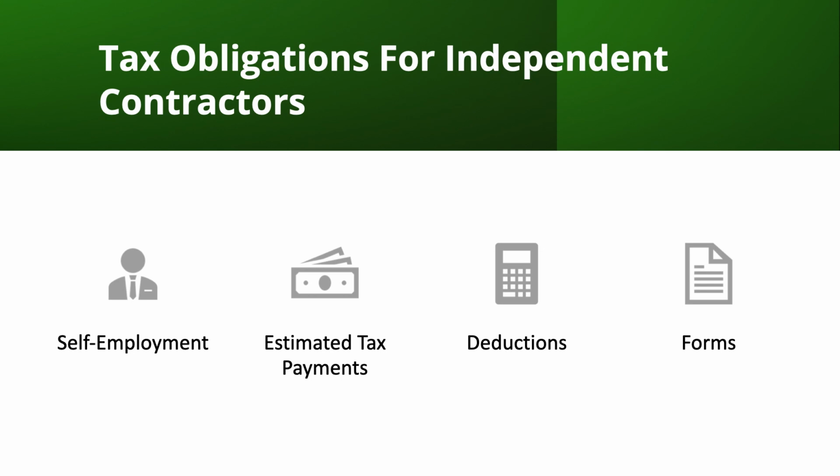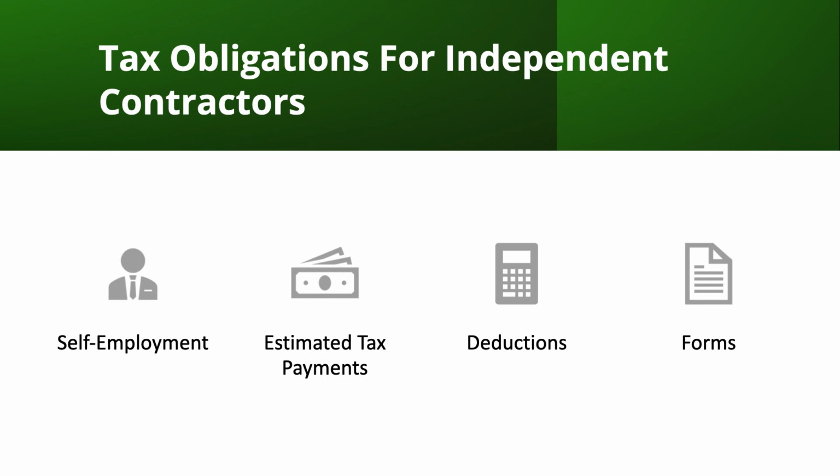Last is going to be your tax forms. Independent contractors must report their self-employment income and pay self-employment taxes using the 1040 form Schedule SE. In addition, independent contractors must file a 1099 miscellaneous. This is filed with the IRS, and you have to provide a copy to each client for whom you provided services and received payments of $600 or more during the year.